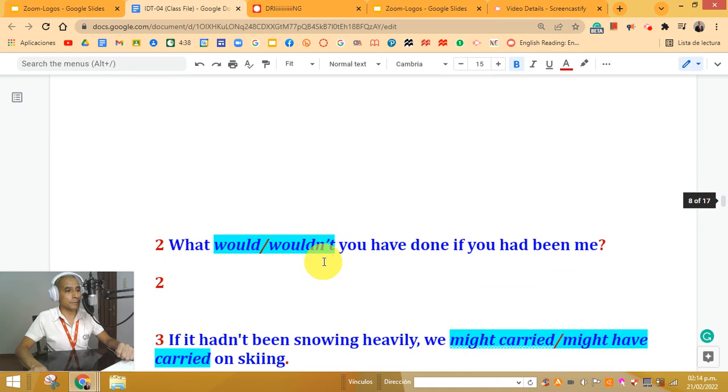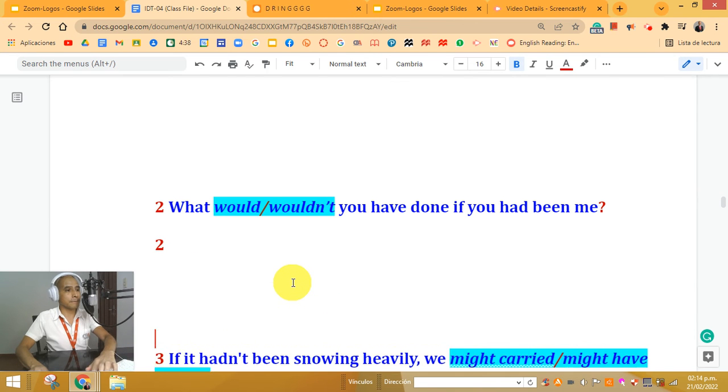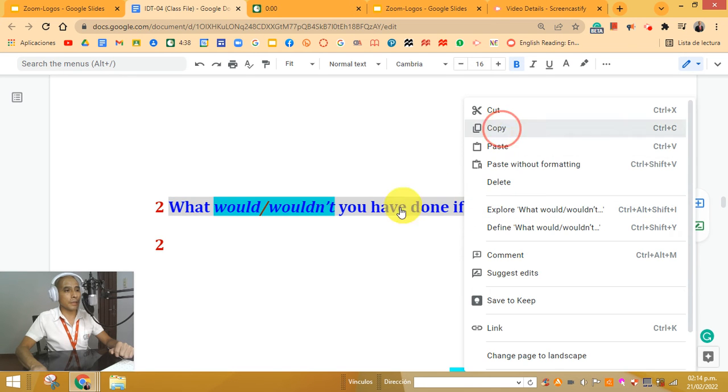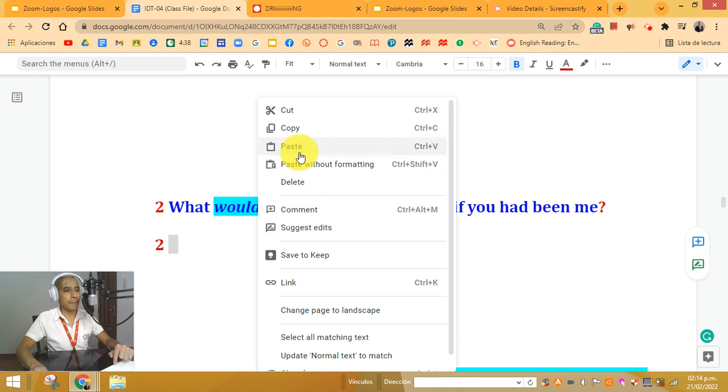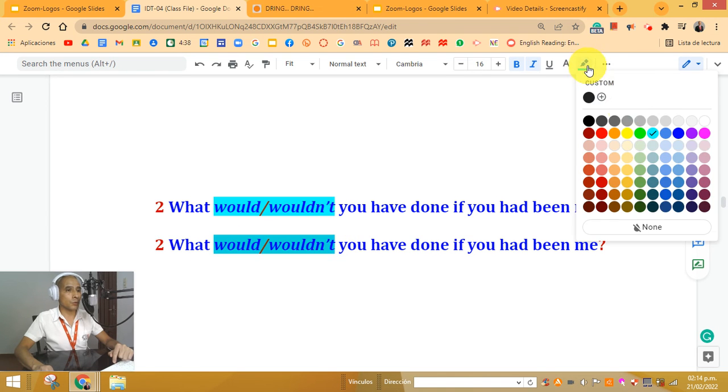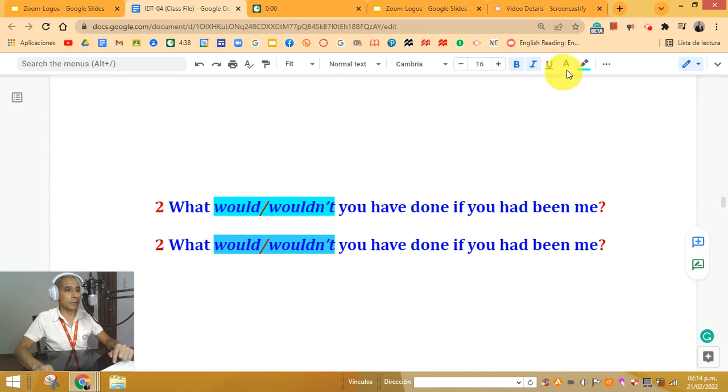Let's continue with number two. Okay, number two says, what would or wouldn't you have done if you had been me? So in this case, I'm going to copy and paste this. Give me a second, please. Okay, we're going to copy and paste, and now we are going to choose the correct choice in this case, the correct word. The correct answer is the verb would. What would you have done? What would you have done if you had been me?